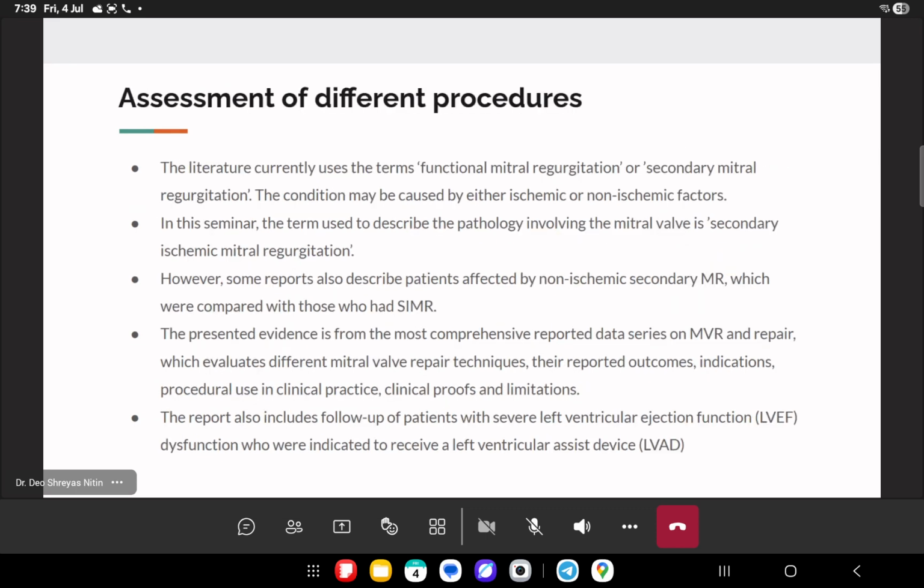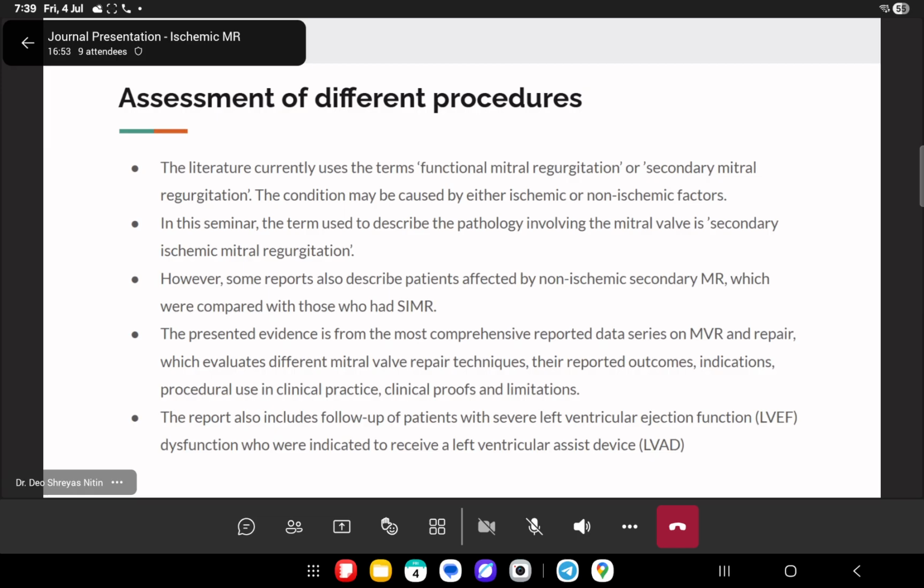Assessment of different procedures. The literature currently uses the terms functional mitral regurgitation or secondary mitral regurgitation. The condition may be caused by either ischemic or non-ischemic factors. In this seminar, the term used to describe pathology involving the mitral valve is secondary ischemic mitral regurgitation.